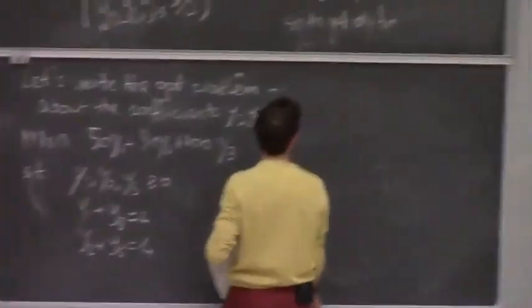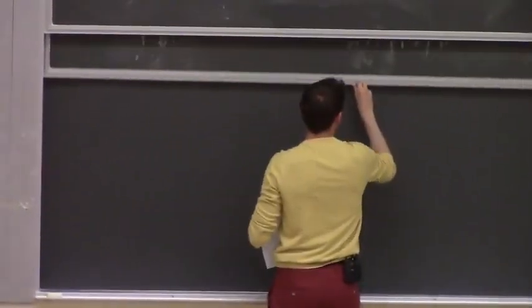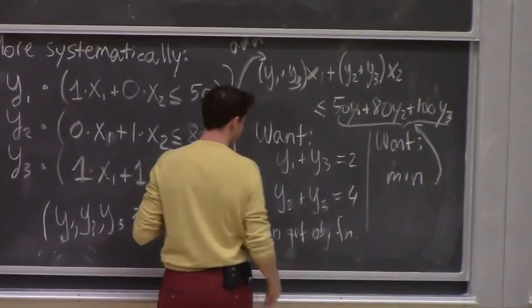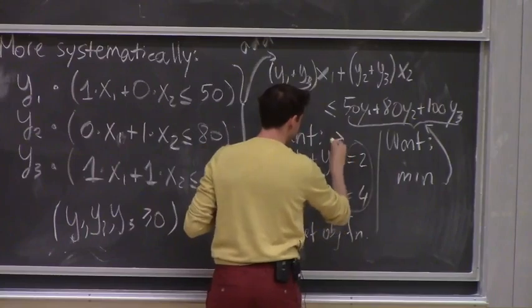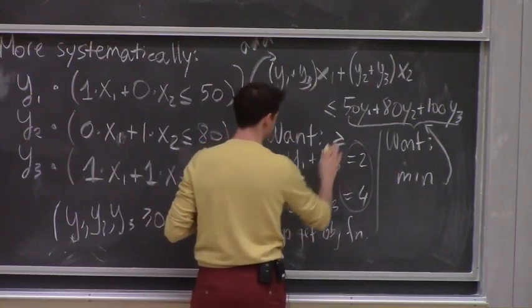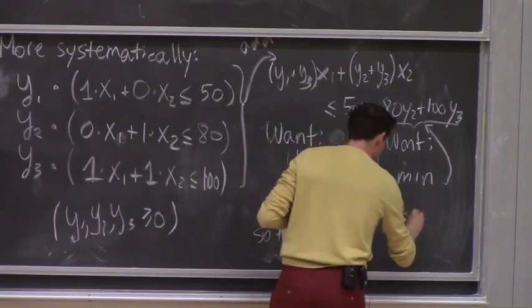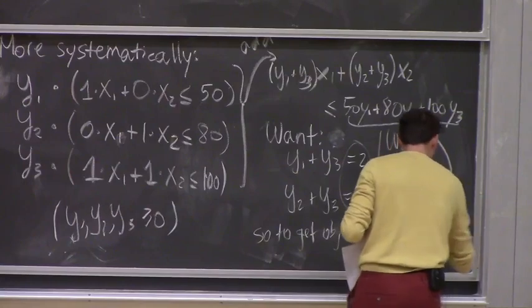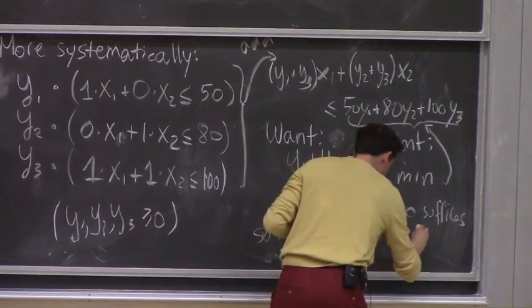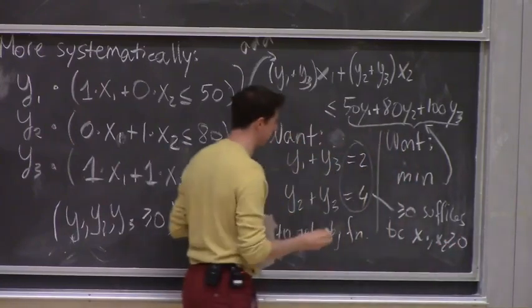So I'm going to come back here and say that I can actually make this greater than or equal. Actually, that's a terrible place to write it. Greater than or equal suffices because x1 and x2 are non-negative.